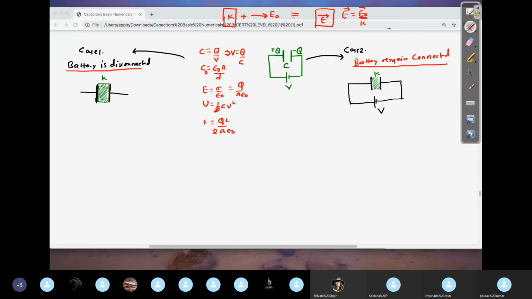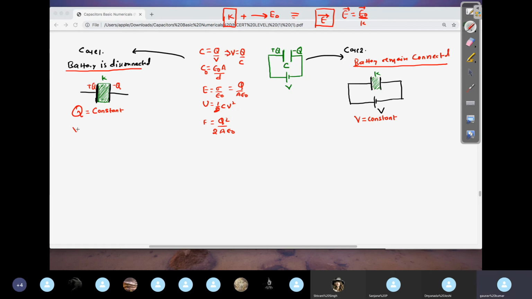First thing, if the battery is disconnected, what will happen? Your Q will be constant. Here Q will be constant, and in the other case V will be constant. The plus Q on this plate and minus Q on this plate are not going to change, as simple as that. Now we'll see what is the effect on V.